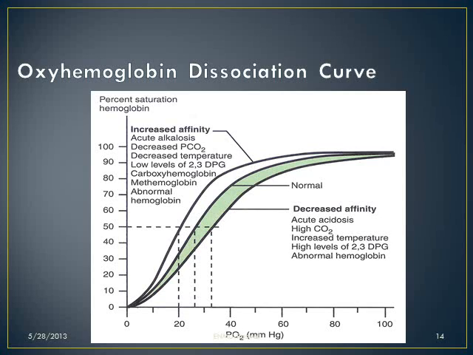Increased affinity, holding on to it: acute alkalosis, decreased CO2 values, decreased temperature, low levels of 2,3-DPG, carboxyhemoglobin, methemoglobin, which we see in cyanide poisoning, and abnormal hemoglobin like in sickle cell anemia. Those will all cause increases in the sense that we don't release it like we should, or we hold on to it. Everybody follow me? You follow me?